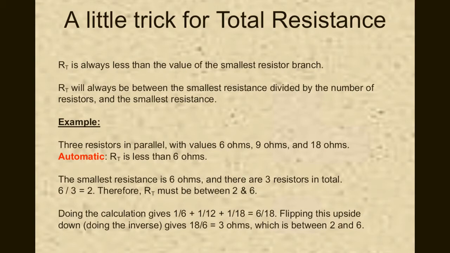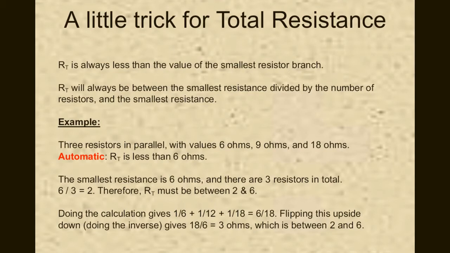We've got three resistors in parallel with values of 6 ohms, 9 ohms, and 18 ohms. Right off the bat, if you're looking at a multiple choice answer, if there's a value of 6 or anything greater than 6, they should all be canceled out, because we know that automatically the total resistance should be less than 6 ohms. Now, if we want to figure out between what numbers it is, the smallest resistance is 6, and there are three resistors. So 6 divided by 3 is equal to 2. So now we know that our total resistance can be anywhere between 2 and up to 6.